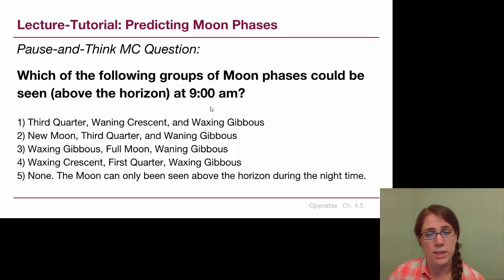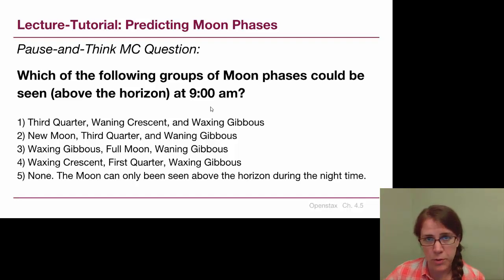Option 3, waxing gibbous we can't see at 9 a.m. Full moon we cannot see at 9 a.m. The full moon's set at sunrise. And so we throw out option 3. Option 4 still has that waxing gibbous option, which we've ruled out. We can't see any of the waxing gibbous phases. That whole week's worth of phases will be below our horizon at 9 a.m.